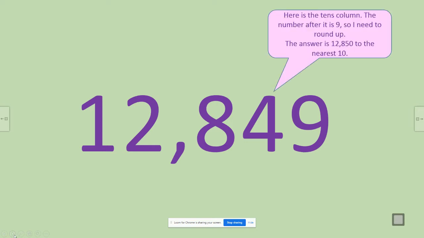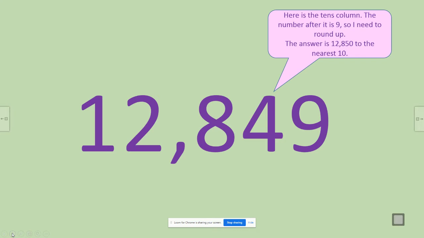Okay, so 12,849 rounded to the nearest 10 would be 12,850. I have the same number of digits in my answer once I've rounded it as I do in the original number, and that's how it should be. All we're doing is we want roughly the same value, but we're just approximating it to the nearest 10. Okay, so that's rounding to the nearest 10.